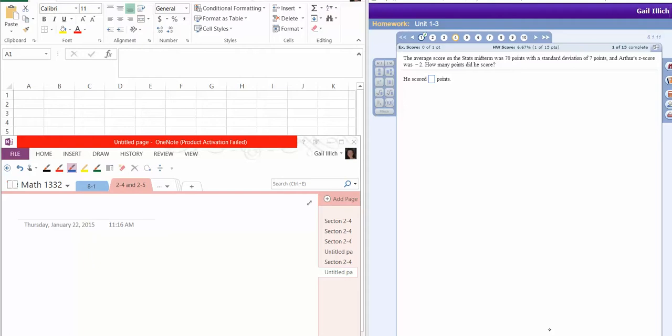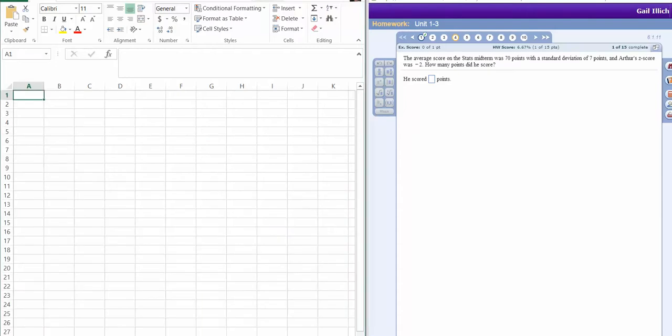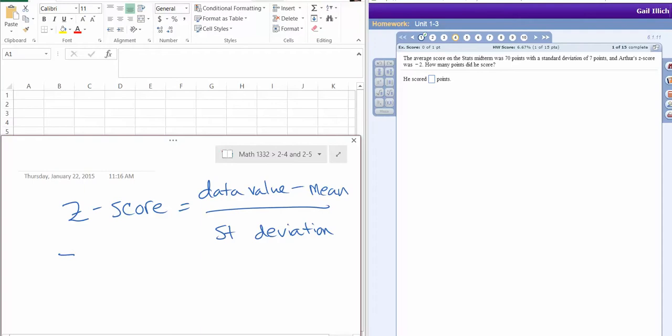So we learned that the formula for z-score is equal to the data value minus the mean divided by the standard deviation. So in this instance, you were given the z-score is -2, so we will write -2 in for z-score. We don't know how many points he scored because that's the data value, so that's the unknown. So I'll put an X for data value.